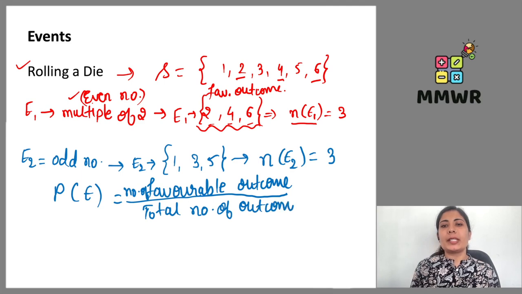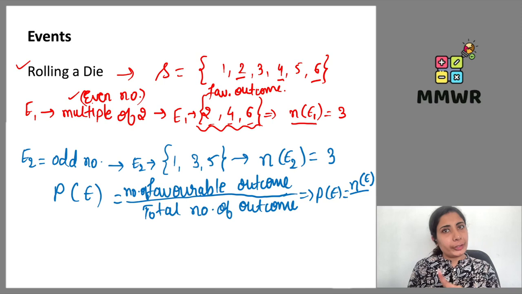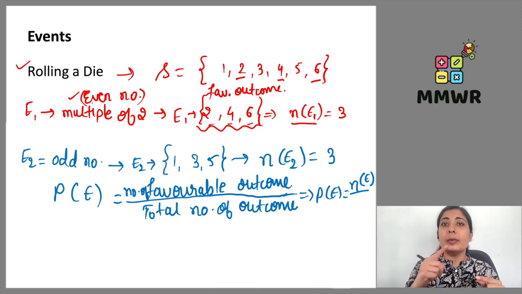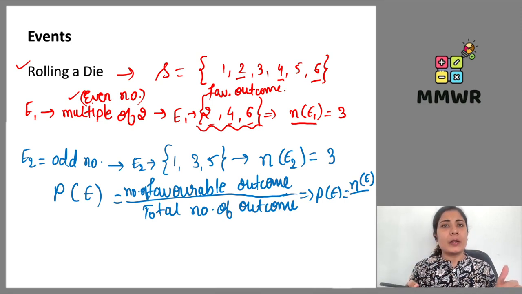In short, mathematically, how can we write down the probability for any event? For any event, the probability formula is the number of favorable outcomes for the event, so n of E. Whatever the event, we will first list out all the favorable outcomes, then count how many members are there in the favorable outcome list, and that count will be written in place of the numerator. And the denominator, that day also we discussed, is the number of all possible outcomes. So the total possible outcomes, n of S, we represent here.